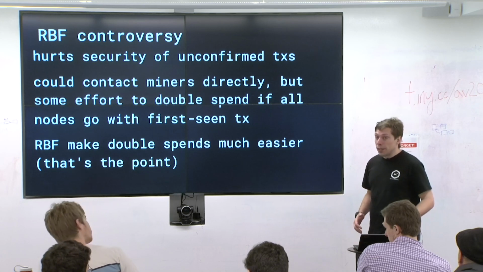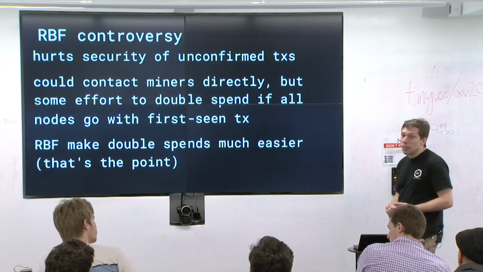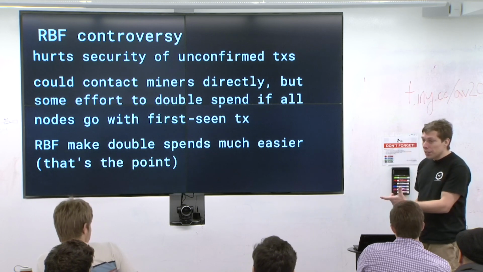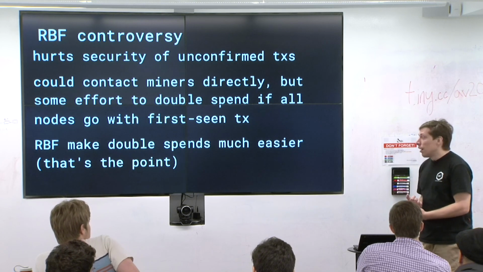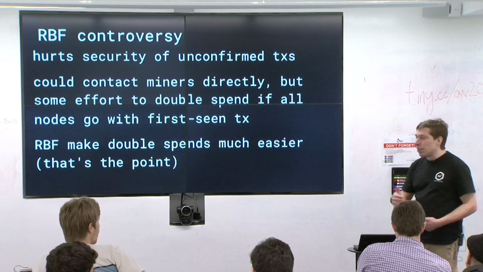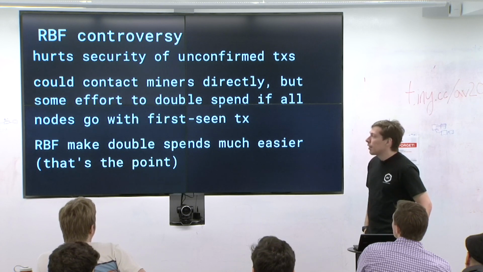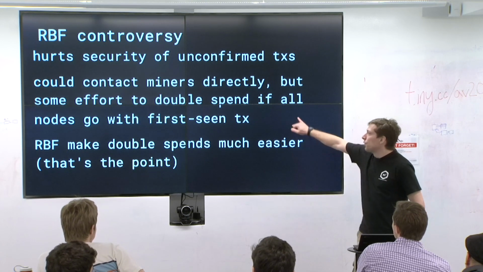When everyone on the network ignores those new transactions, it gets harder. You'd have to contact a miner directly and say, hey, I have this transaction on the network. Here's a conflicting one. Please include it in your next block. And then, to double spend, to defraud this person. The thing is, in practice, it's not that hard to do this.